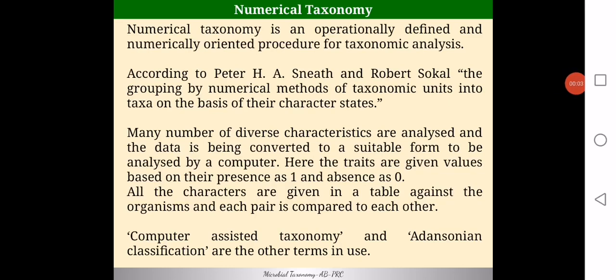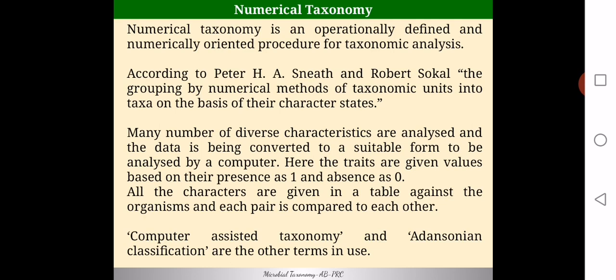Hi all. Now we are moving into another approach of microbial taxonomy, or taxonomy in general. It is called numerical taxonomy. This is a different, modern approach in which we use computers, programming and software for the analysis, identification and classification of organisms.